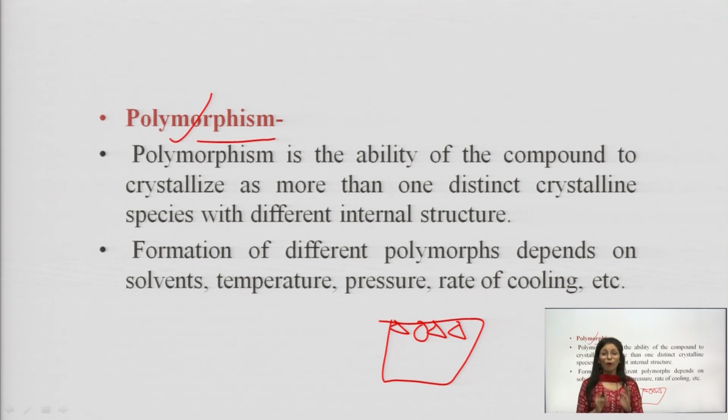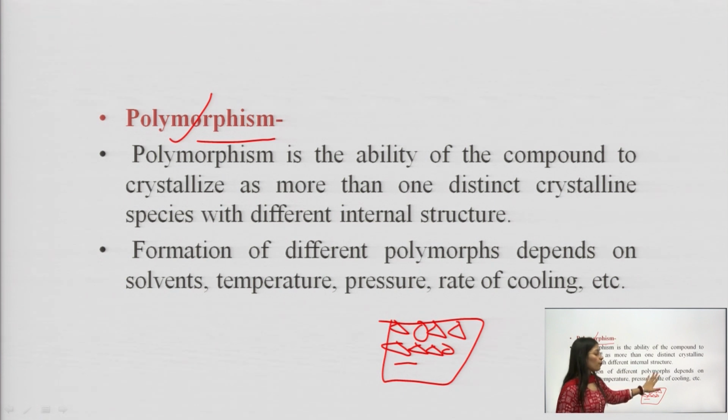What does it say? Polymorphism is the ability of a compound to crystallize as more than one distinct crystalline species with different internal structure. Like we have a lot of internal structure, they are getting arranged in different manners. So polymorphism is basically that ability when different crystalline particles get arranged inside it. Formation of different polymorphs depends upon solvent, temperature, pressure, rate of cooling, and how the pressure is getting exerted.